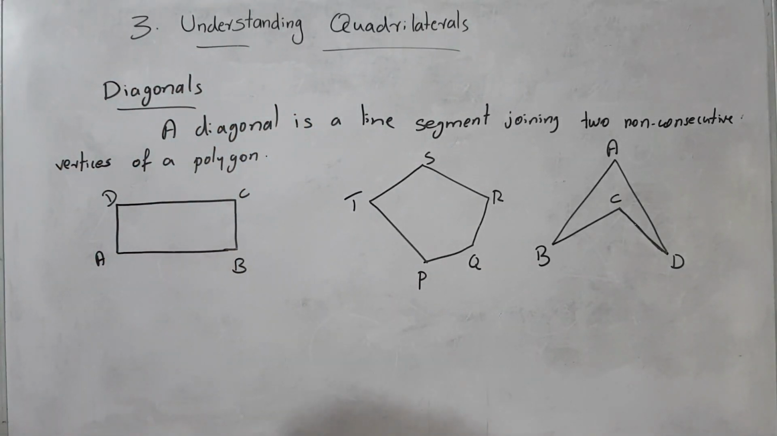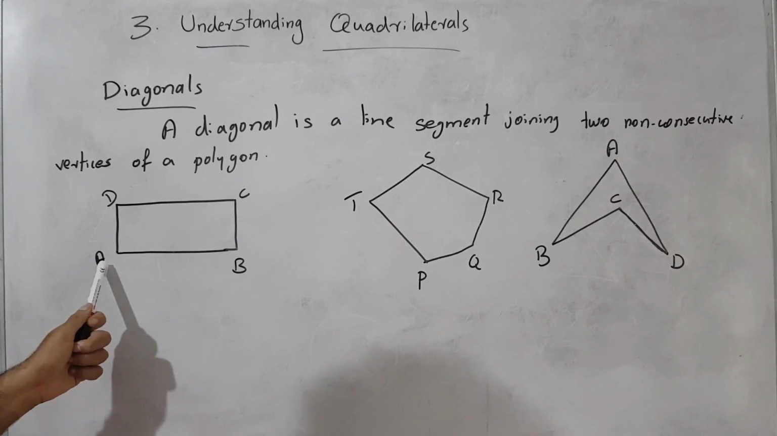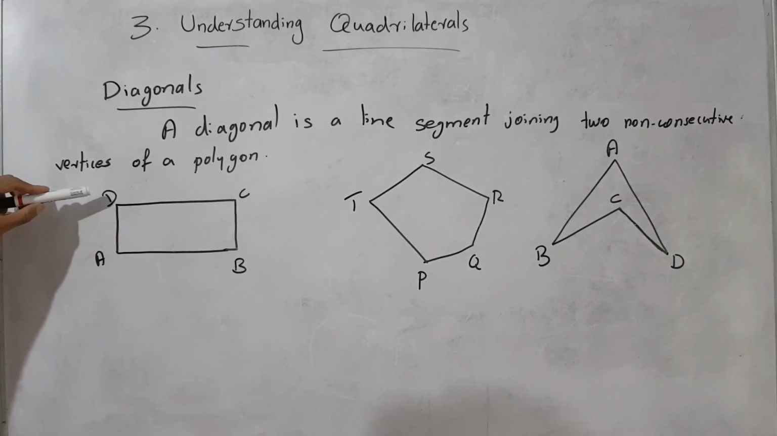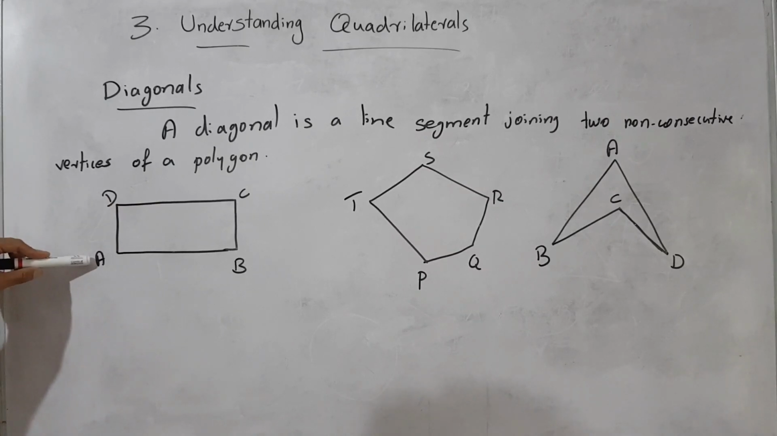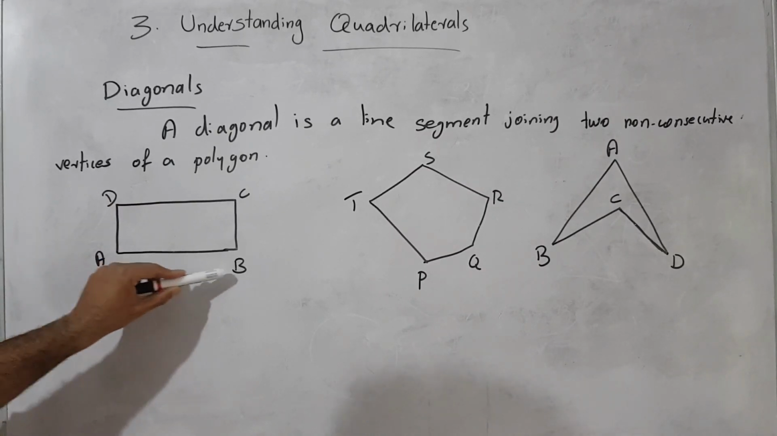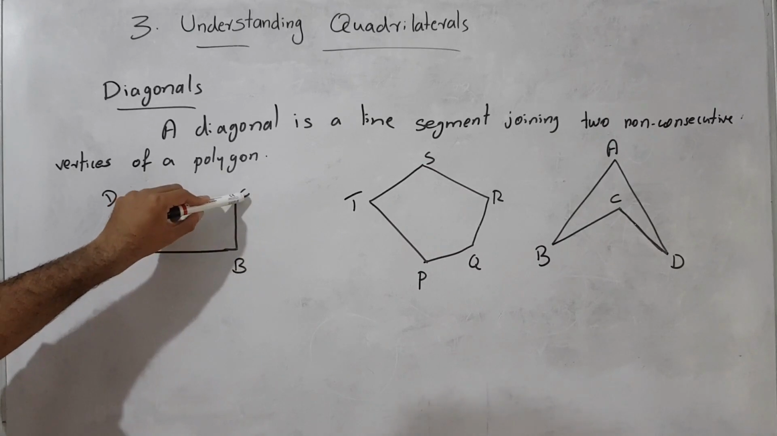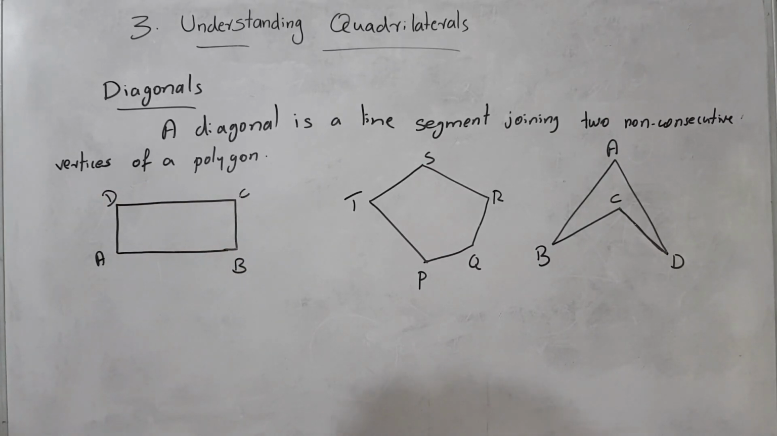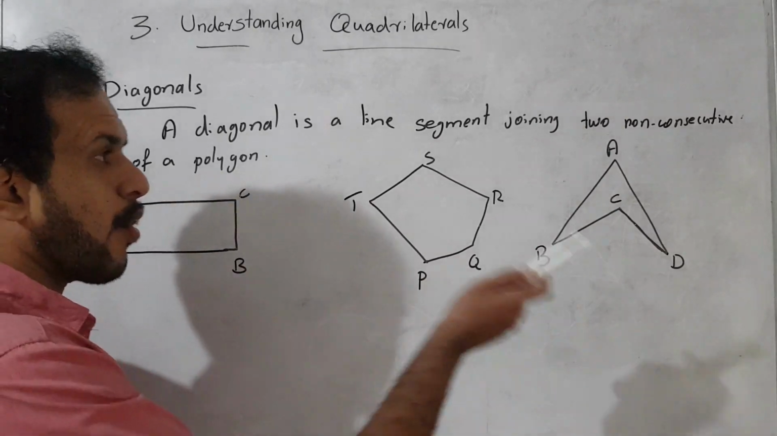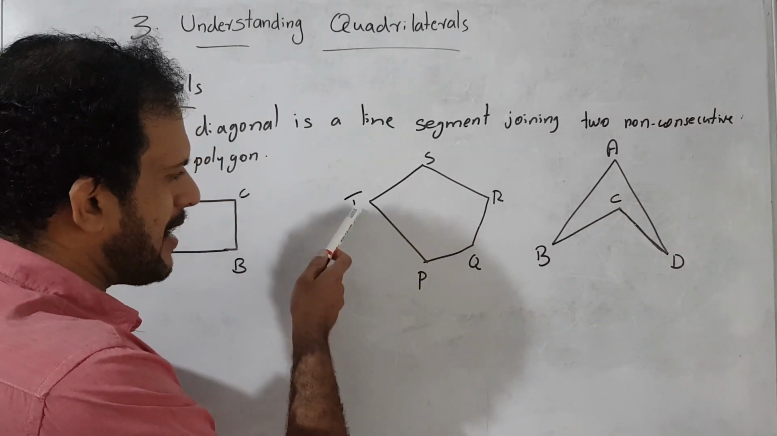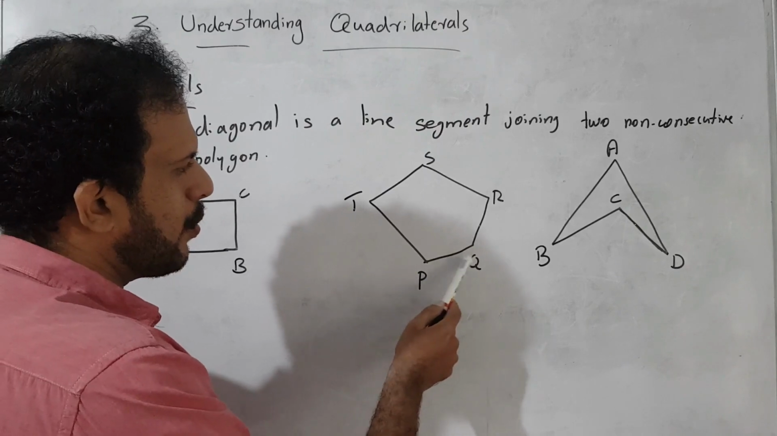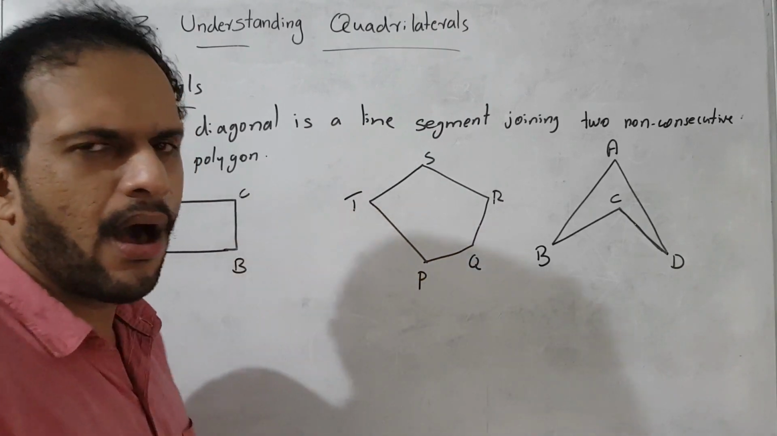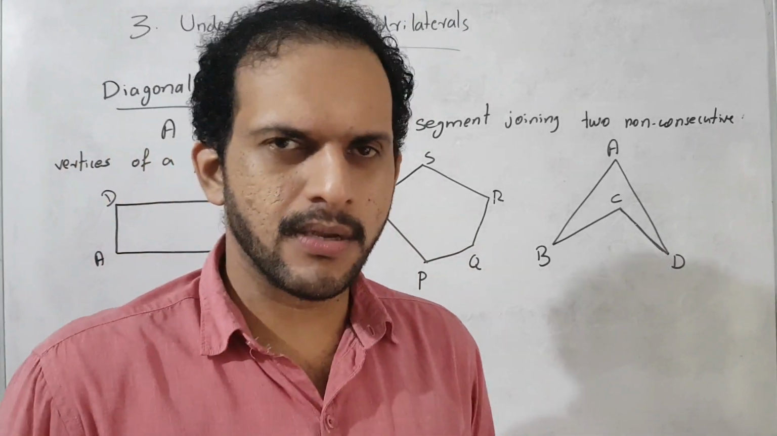Then what are the non-consecutive vertices of this polygon? What are the consecutive vertices? The consecutive vertices: D and A are consecutive vertices. A, B are consecutive. B and C are consecutive. C and D are consecutive. Okay. In this example, what are consecutive vertices? T, P; P, Q; Q, R; R, S; S, T. These all are consecutive vertices.